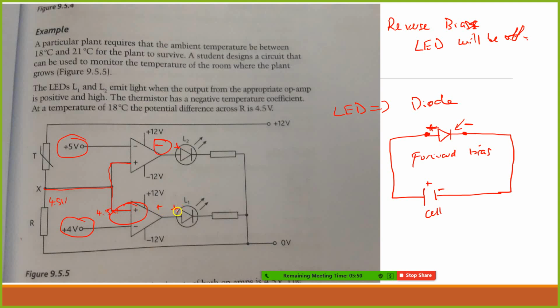But as it relates to the LED number one now, because my output is positive, positive and positive are now connected, this is the LED that will be emitting light because of the fact that it is now in what we call the forward bias scenario, or the forward bias, basically.